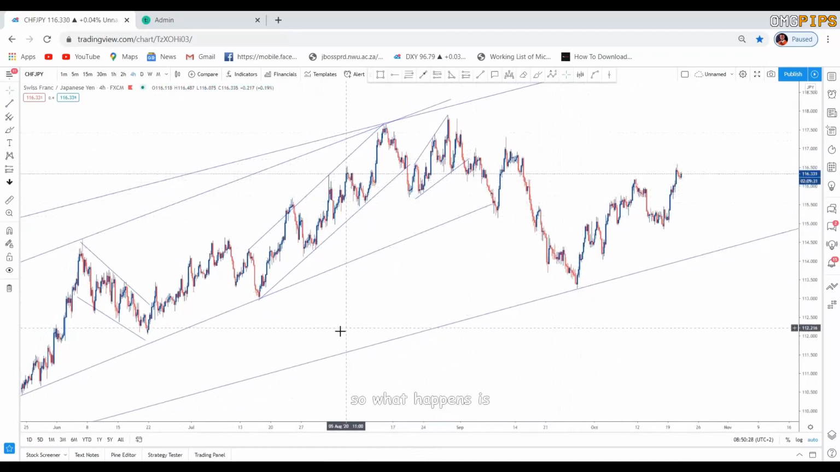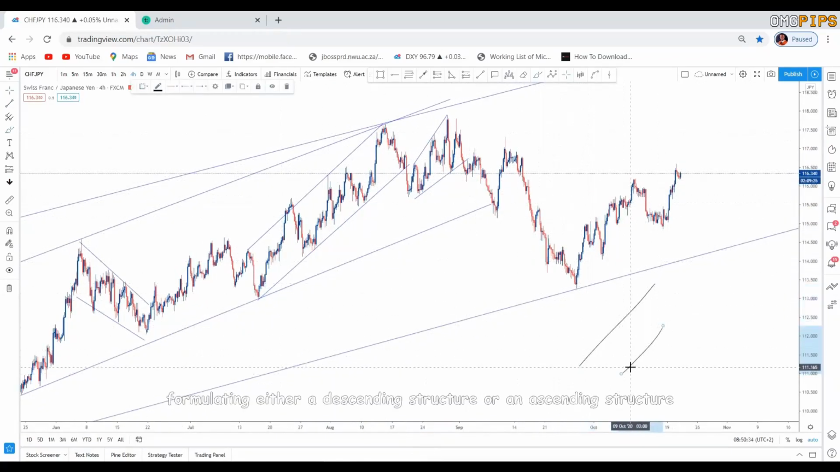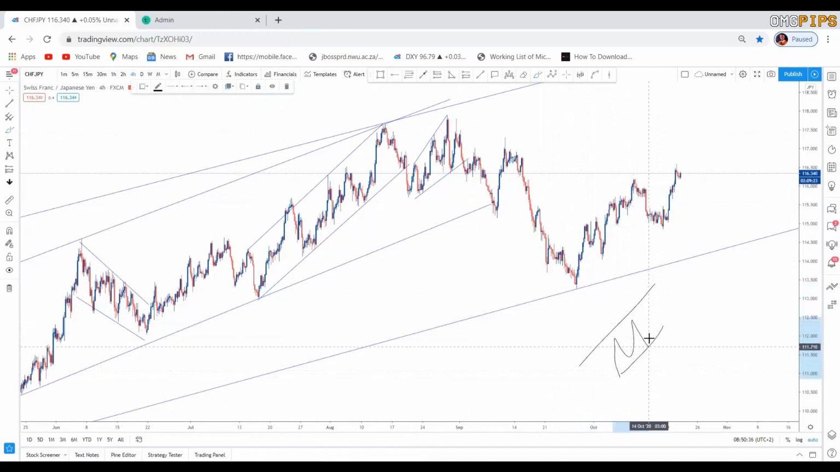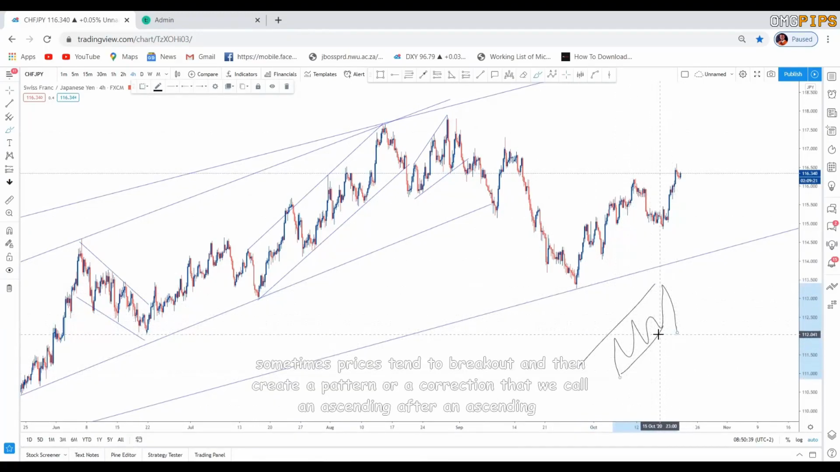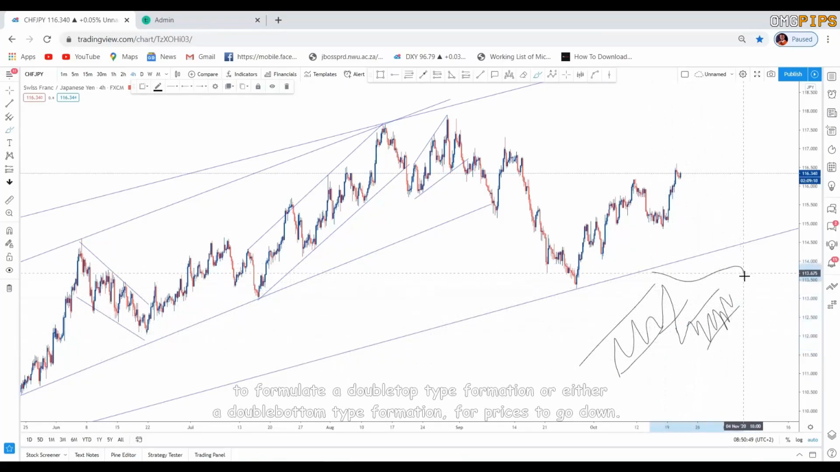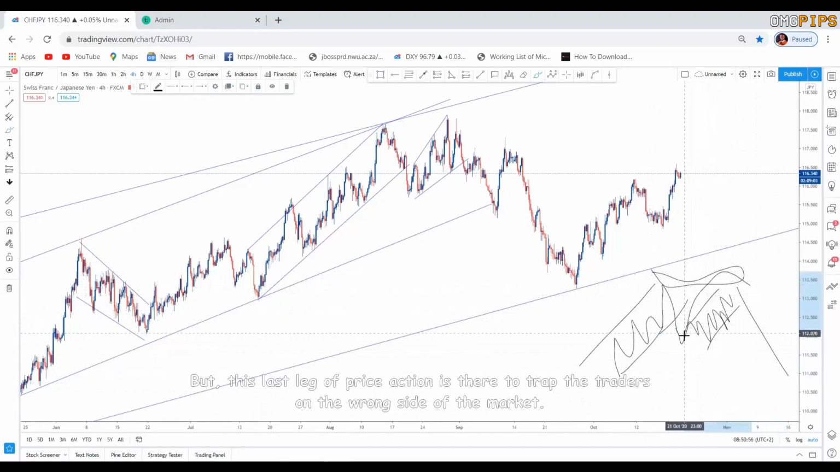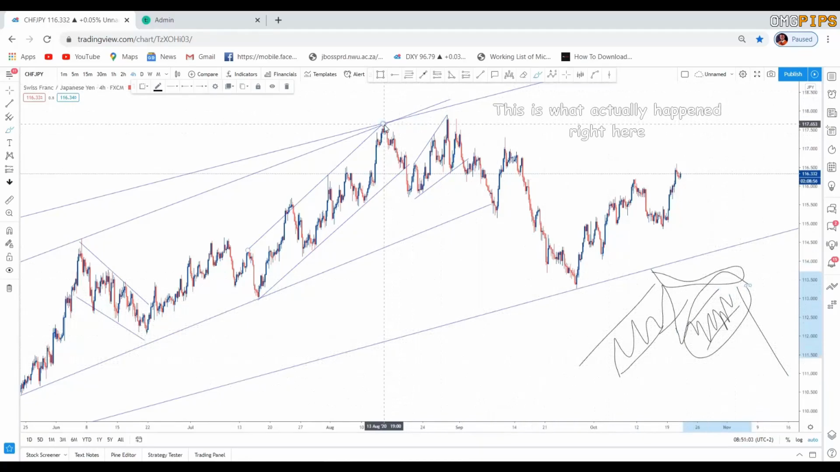So what happens is, when formulating either a descending structure or an ascending structure, sometimes prices tend to break out and then create a pattern or a correction that we call an ascending after an ascending, to formulate a double top type formation, or a double bottom type formation for prices to go down. But this last leg of price action is there to trap the traders on the wrong side of the market. So this is what actually happened right here.